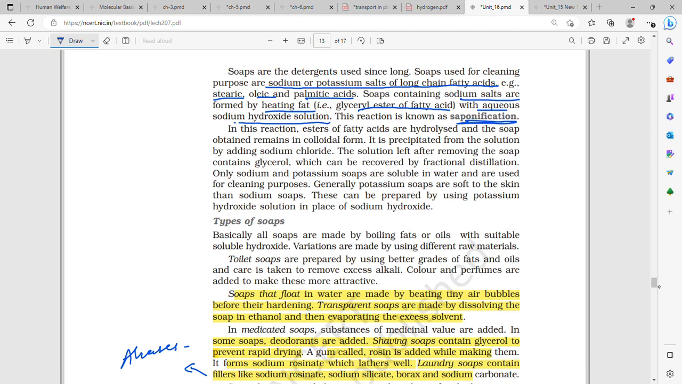This is known as saponification. In this reaction, esters of fatty acid are hydrolyzed and the soap obtained remains in colloidal form. It is precipitated from the solution by adding sodium chloride. Let's do this in the next last part, 2 pages.